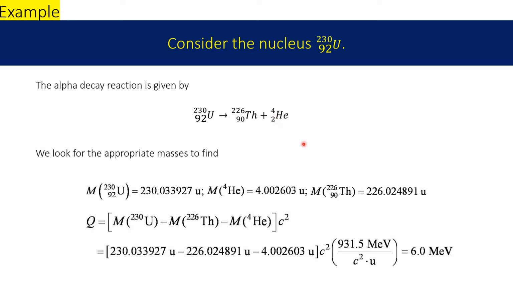And this is the alpha decay reaction, but we still need to look at your Q to verify that the alpha decay is allowed. And we look for the appropriate masses to find your Q. And these are the mass of your uranium-230, the mass of your helium-4, and the mass of your thorium-226, and we use these values here to solve for Q, and we find that your Q is equal to 6 mega electron volts. Here, because Q is greater than 0, your alpha decay is allowed.